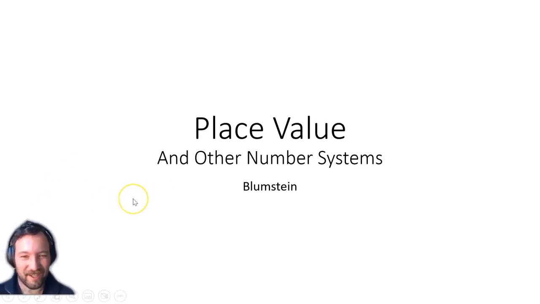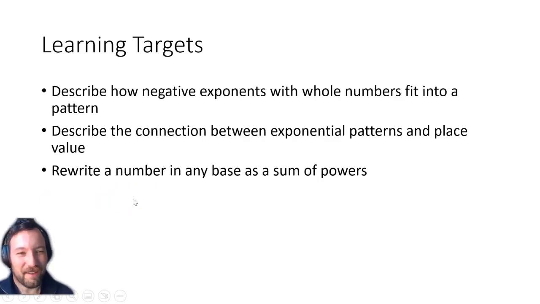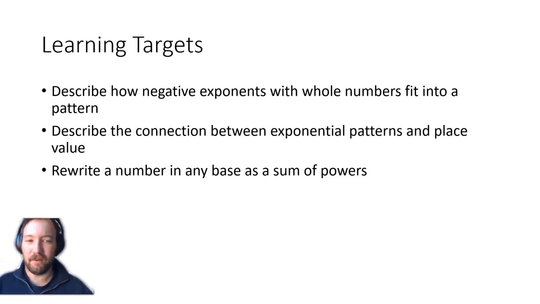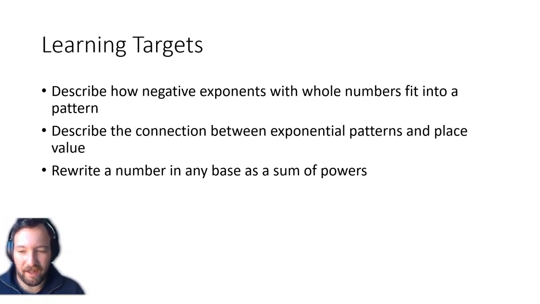Let's look at the learning targets for today. Number one, we're going to look at negative exponents, where they came from and why mathematicians decided to make them work the way they do. We'll see they fit into a very simple pattern. You might have seen this before, but I'm just going to review that. Then we're going to take it back to elementary school. We're going to look at place value and connect it to exponential patterns.